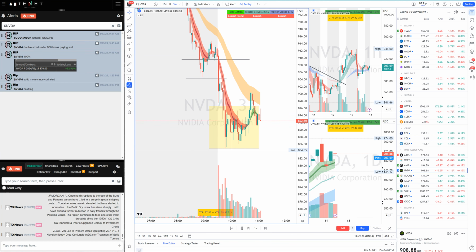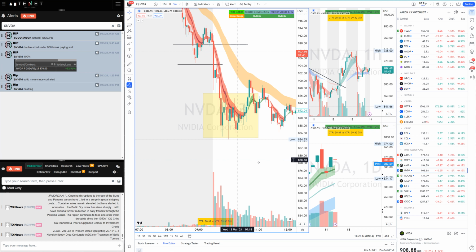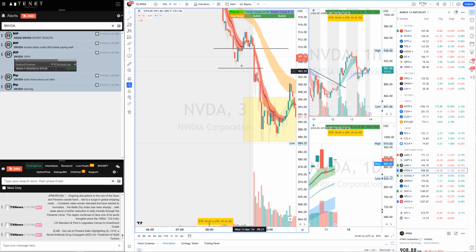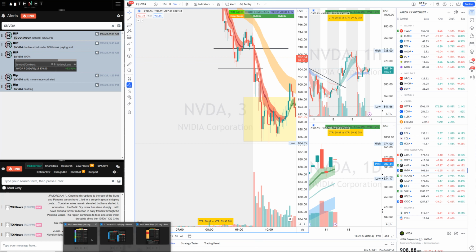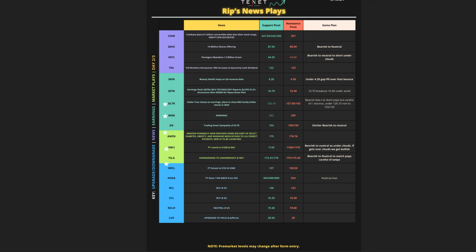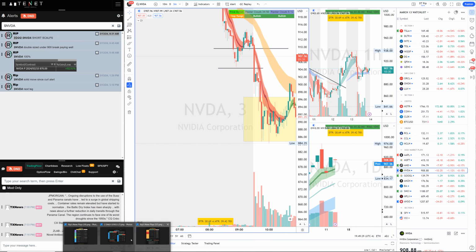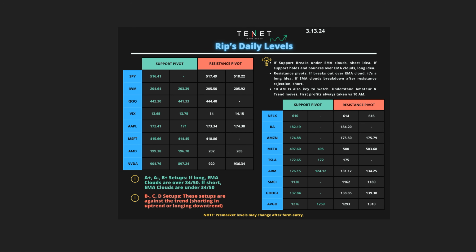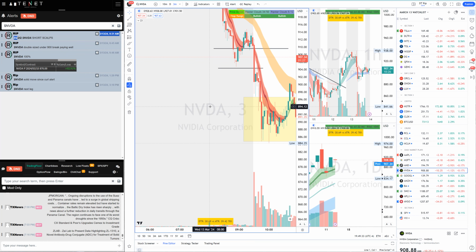So the reason for the short on NVIDIA was that it was breaking the pivot. SPY and QQQ, which we'll discuss in the next one, were weak, so we were short both, based upon the levels. You can watch the news play levels, or the daily levels, whatever your levels are. My focus was NVIDIA and QQQ, and I was short on NVIDIA.